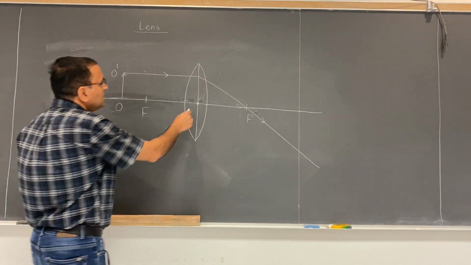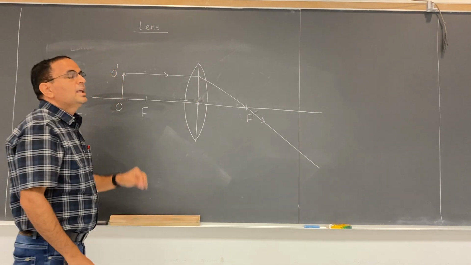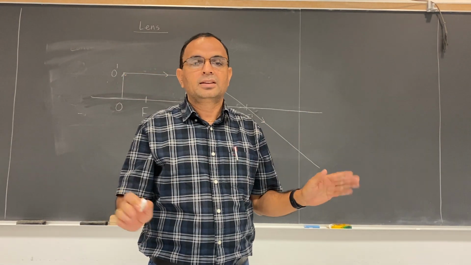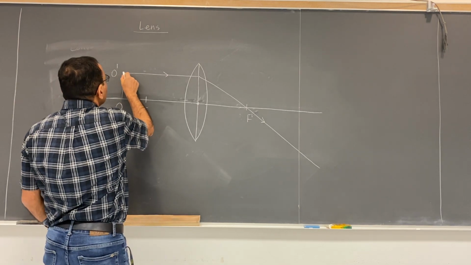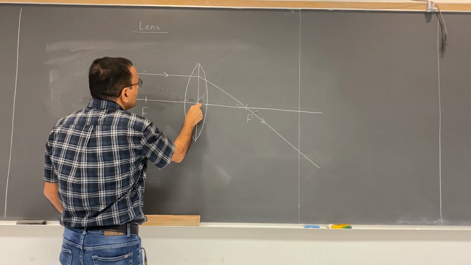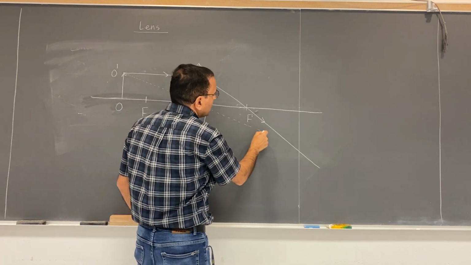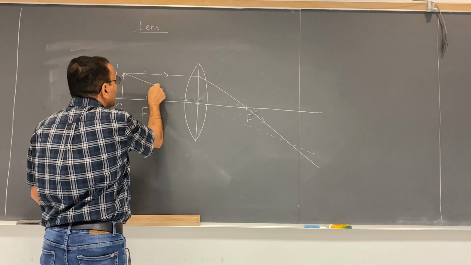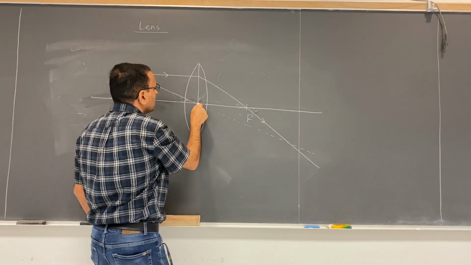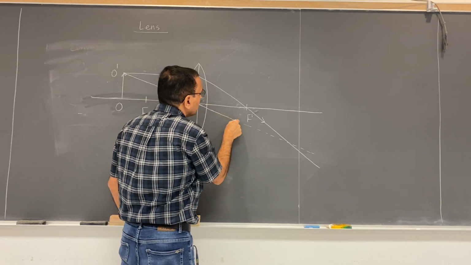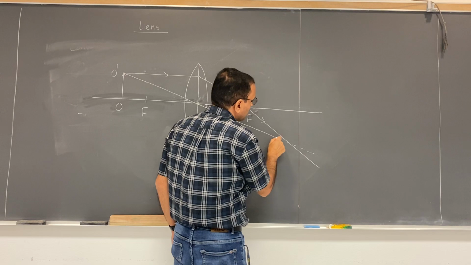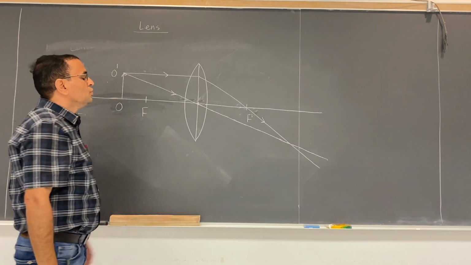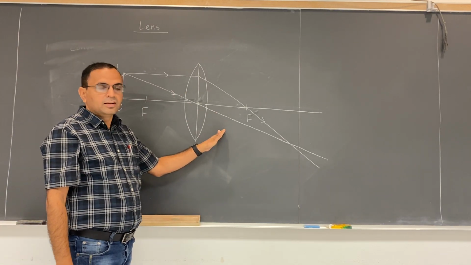Another ray you can take from the center of the lens. Any ray passing through the center of the lens does not bend. It goes in a straight line like this. You can use a ruler, okay? It goes something like this, a straight line. You have to make a solid line, not a dash line. So this ray is passing through the center of the lens, so no deviation, no bending. This is the second ray.